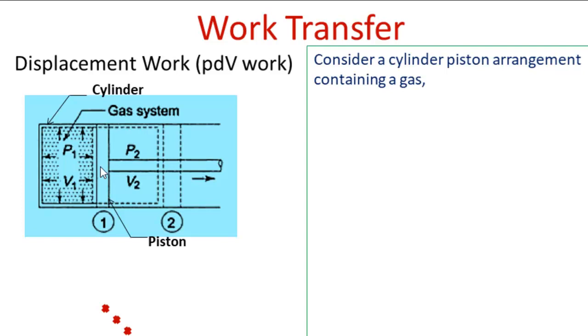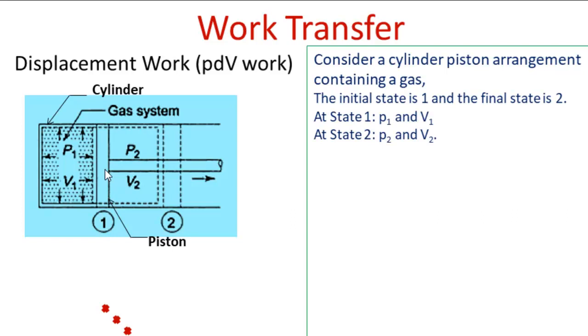Now assume that the piston is at state 1. When the piston is at state 1, that means the gas inside the cylinder is compressed, and the pressure of the gas is P1 and the volume is V1. So the initial state is state 1. When the piston is at state 1, the pressure inside is higher than the atmospheric pressure. So if you leave this, what will happen?